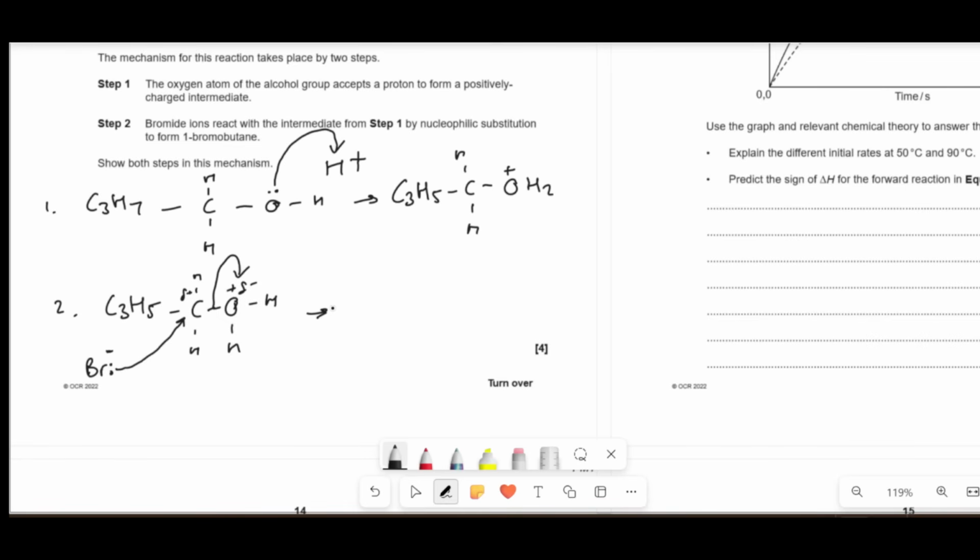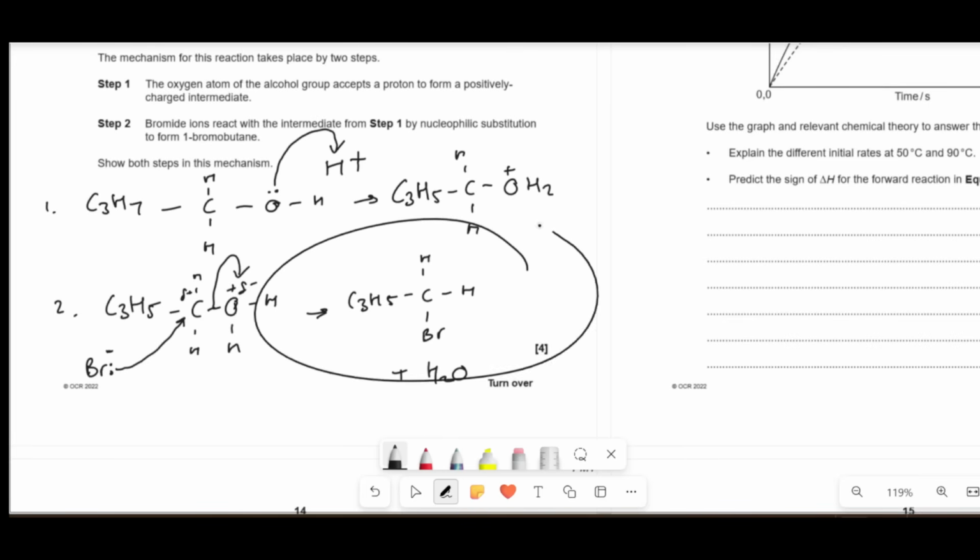So as a result, you then end up with C3H5CHBrH plus, and then you're going to make H2O as well because of the other H's being mucked about with here, but this is what they care about.